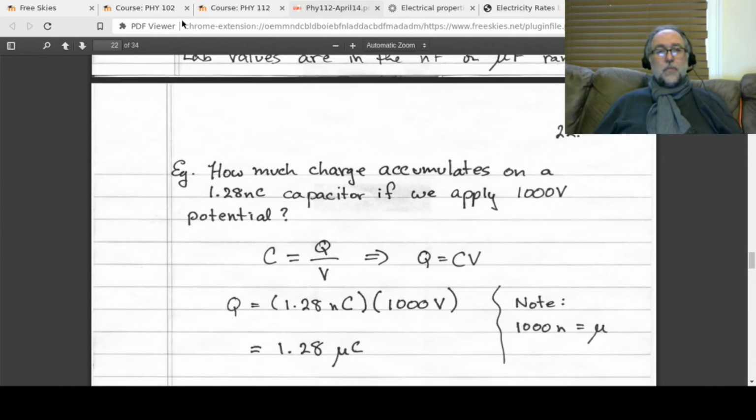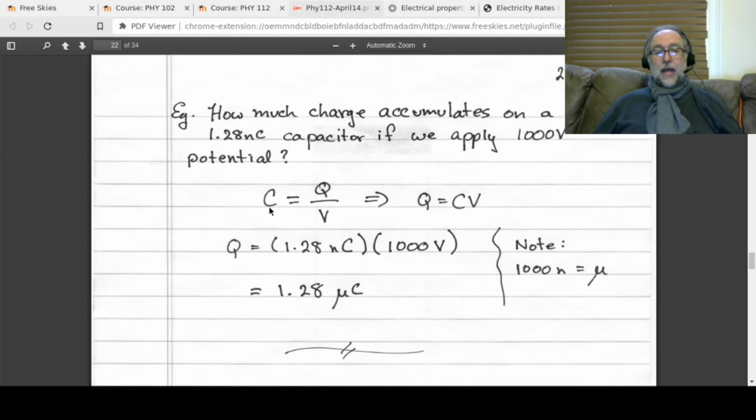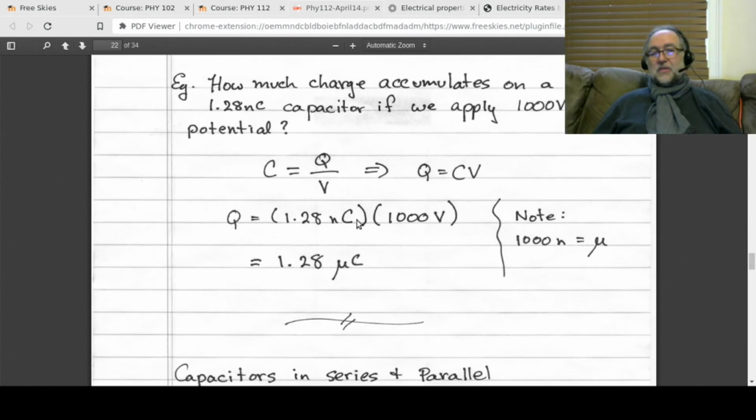Let's continue here and finish off this topic. So how much charge accumulates on that 1.28 nanofarad capacitor? I'm sorry, guys, I put a C there. That should have been an F. So this is a 1.28 nanofarad capacitor, and we're going to apply 1,000 volts to it. How much charge is accumulated? And I really blew it here, guys. I put the C there again. That should be nanofarads.